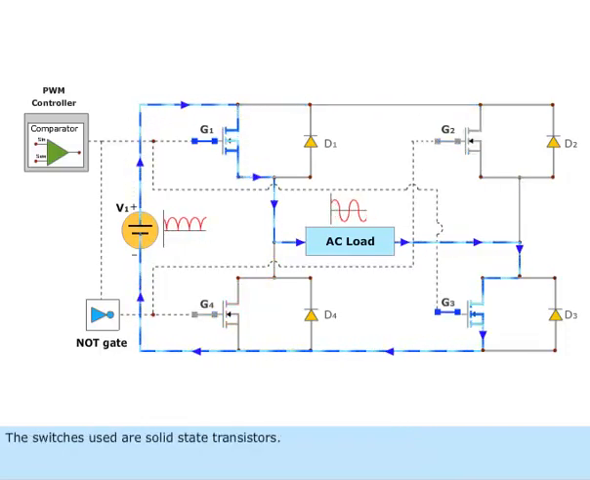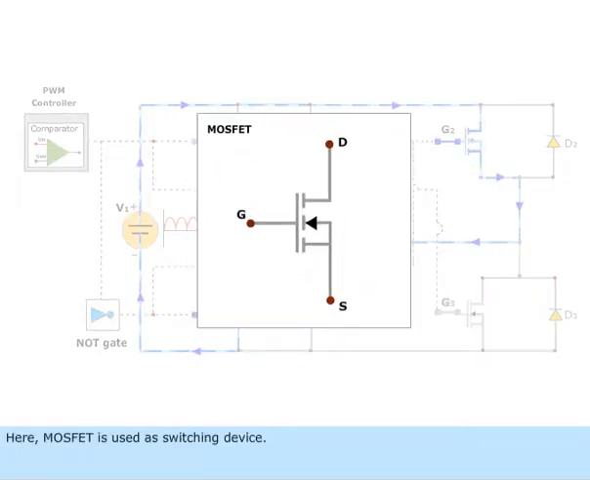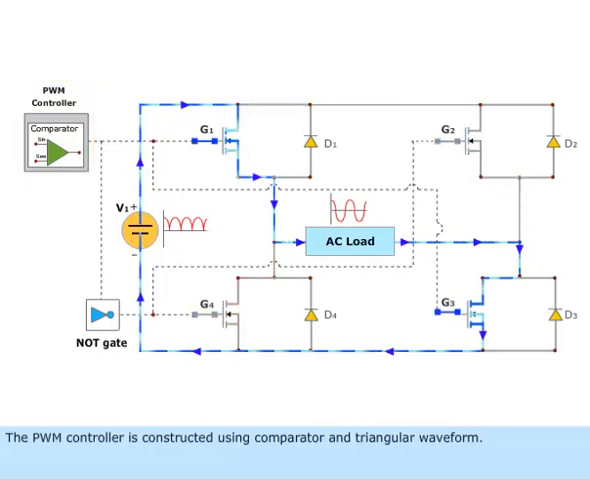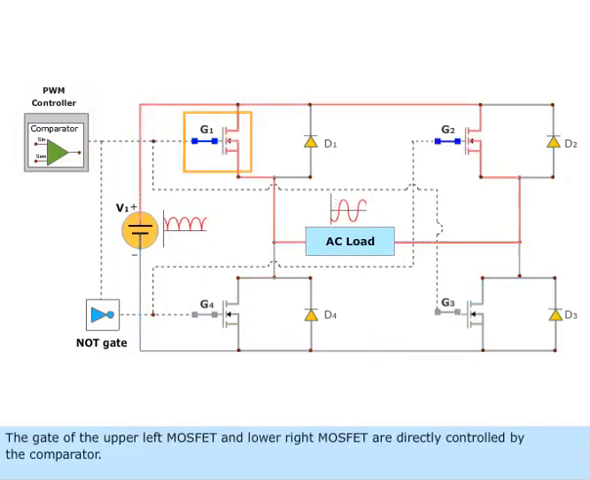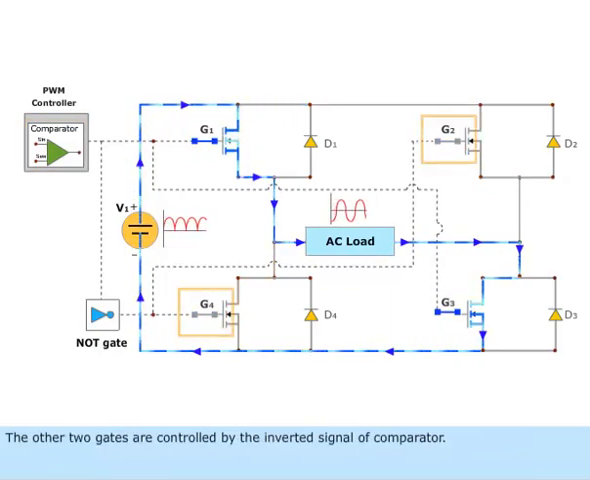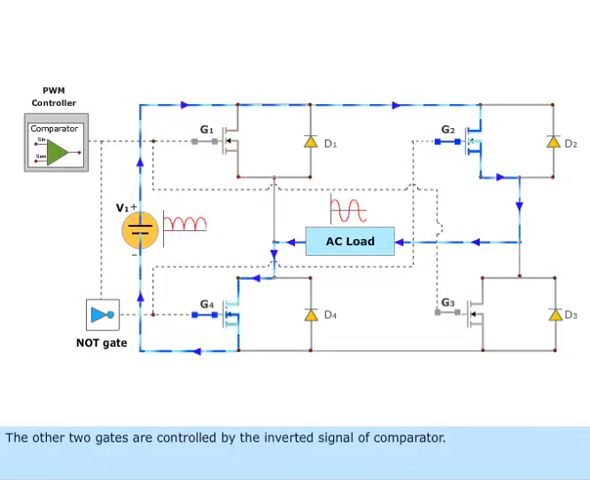The switches used are solid-state transistors. Here, MOSFET is used as switching device. The PWM controller is constructed using comparator and triangular waveform. The gate of the upper left MOSFET and lower right MOSFET are directly controlled by the comparator. The other 2 gates are controlled by the inverted signal of comparator.